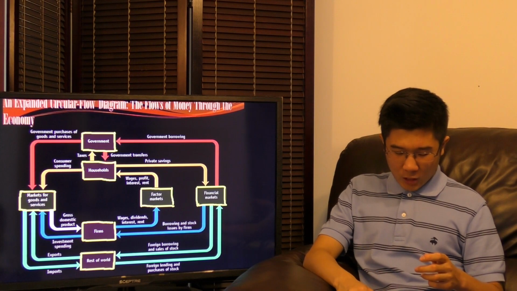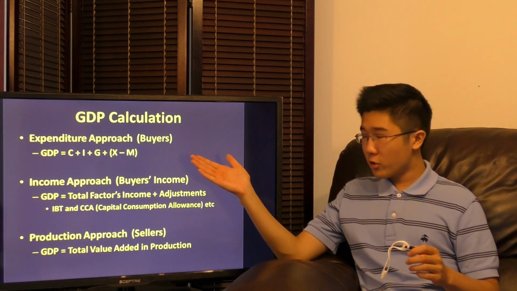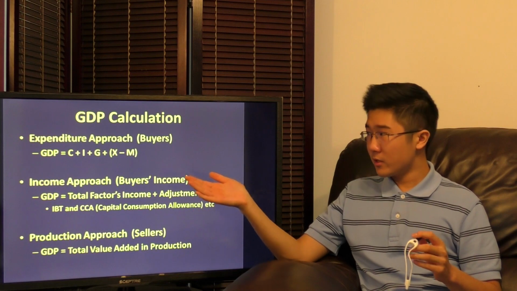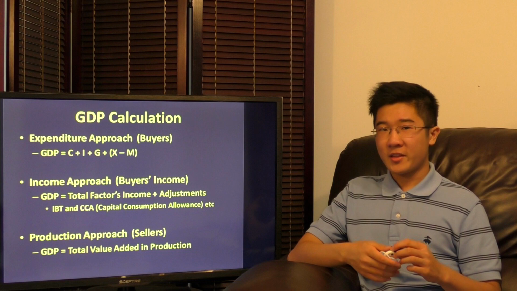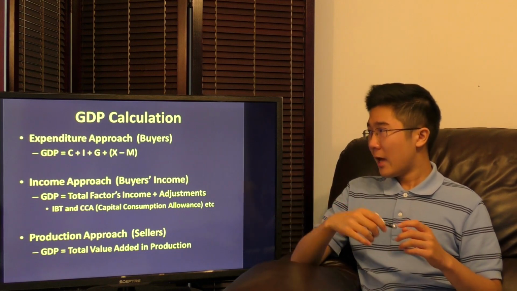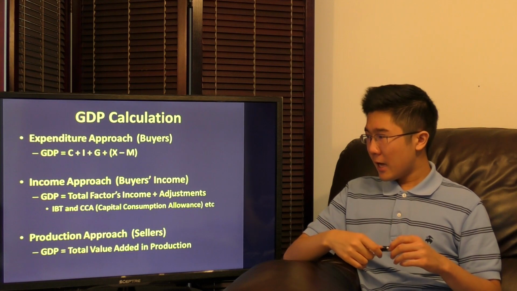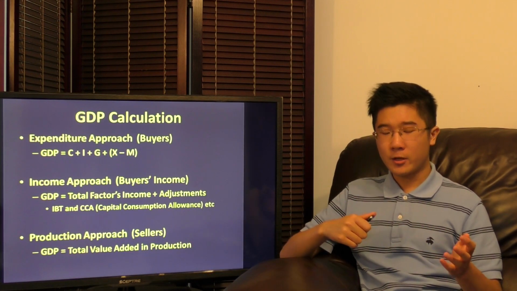Now, previously, we talked about the two other ways to measure GDP. We talked about the expenditures approach, which is basically consumer spending plus investments plus government spending plus net exports. We talked about the income approach, using the logic that total inflow equals total outflow. And both of these were from a buyer's income perspective. However, lastly, we're going to talk about it from a seller's perspective, the production approach and value-added approach.